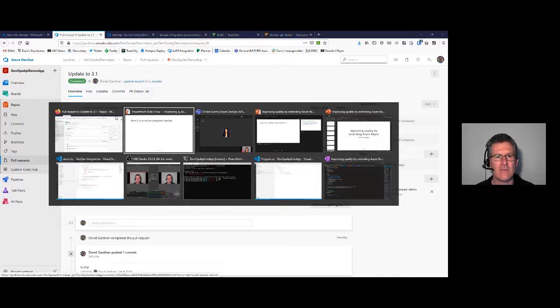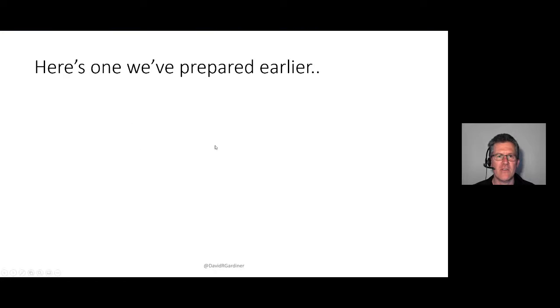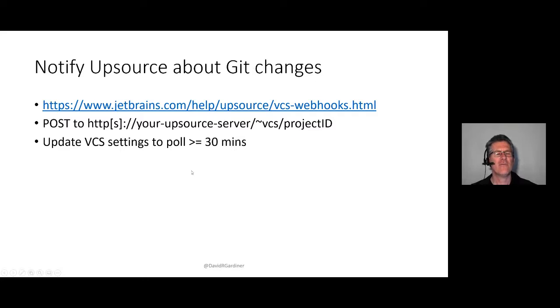Okay, so, sorry, back to the slide. So first off, the easiest thing we can do, it's nice to start with an easy thing first, just to get some runs on the board, is the notification. So we can notify UpSource about changes in the Git repository that's being stored in Azure Repos.